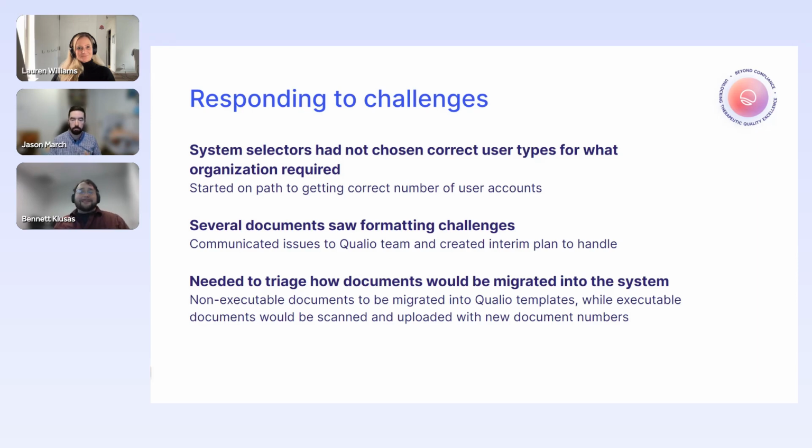And finally, we had established how we could triage documents that would get migrated. Non-executable documents, think of them as your policies and procedures, we said we were going to migrate into our Qualio templates, while executable documents that we already had on hand would get scanned and uploaded with new doc numbers assigned to them. When I say executables, think your protocols, the forms associated with your procedures, worksheets, test results. And we had put that plan together.